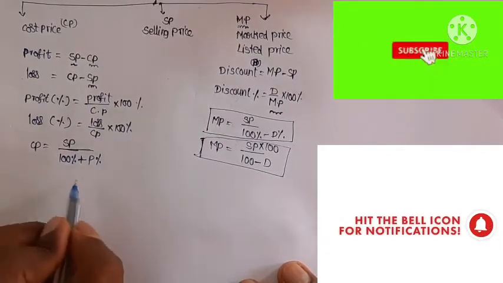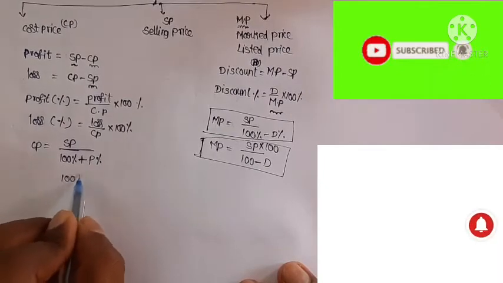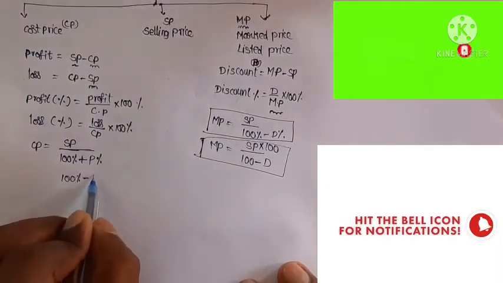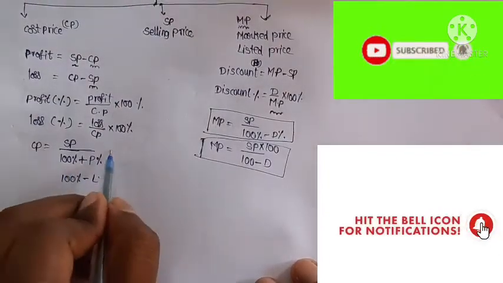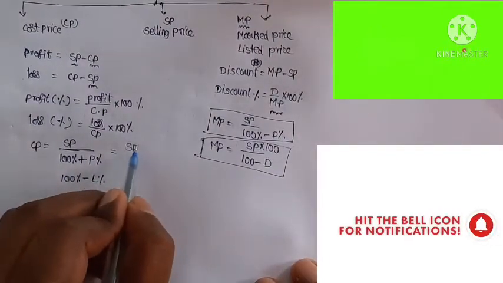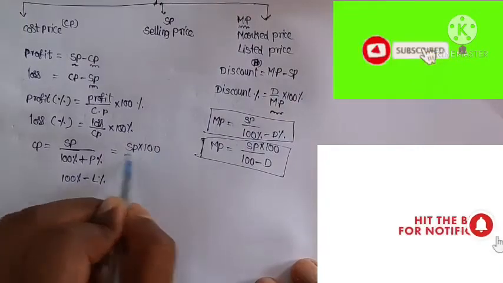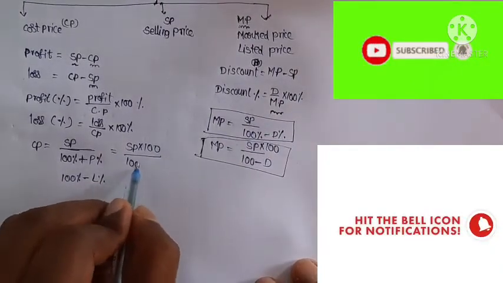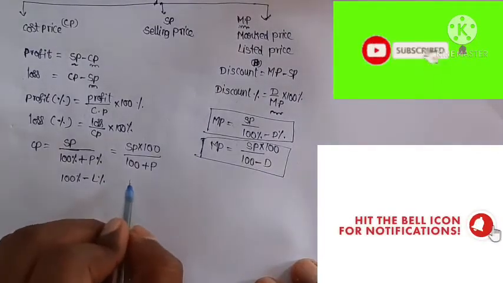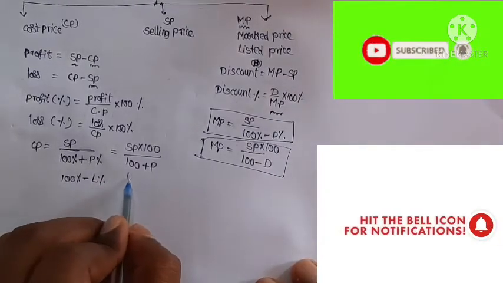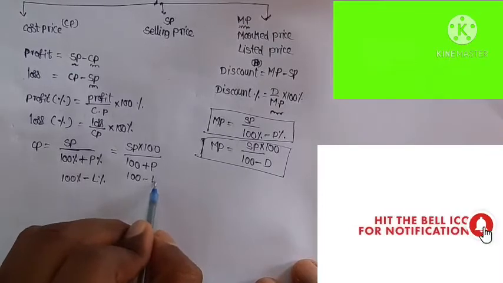There may be loss, that means SP by 100 percentage minus loss percentage. So this value is equal to SP into 100 by 100 plus profit, or 100 minus loss.